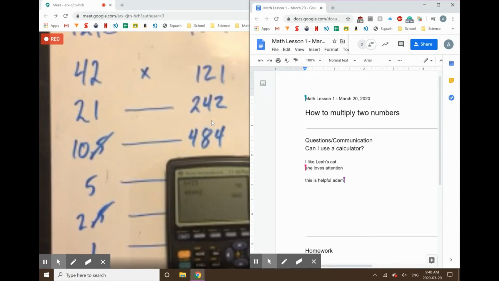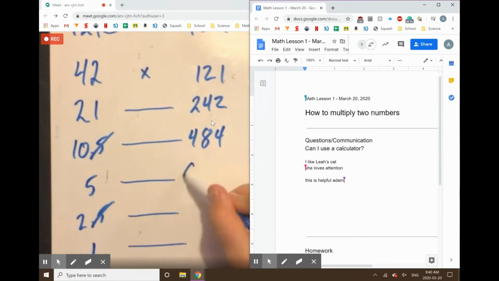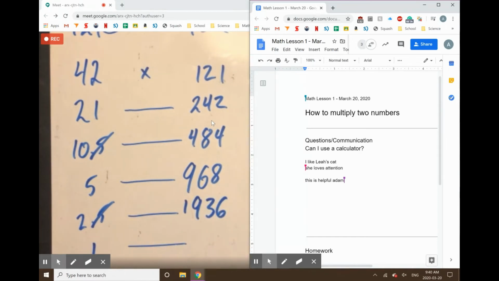Looks like my video quality might be dropping out a little bit, so I'm not sure if you can read that, but it says 968. Hopefully you can read this one, and I'll continue the rest off screen. And then 968 doubled is 1936, and that doubled gives us 3872.